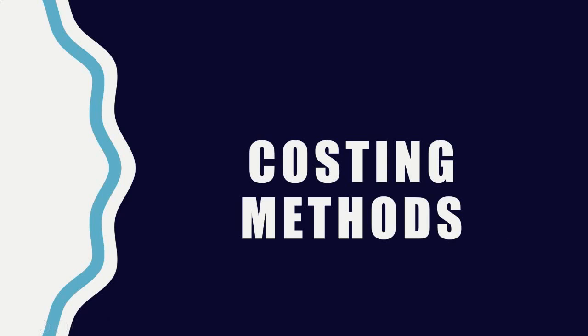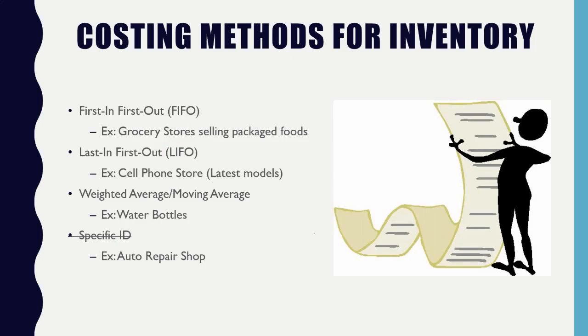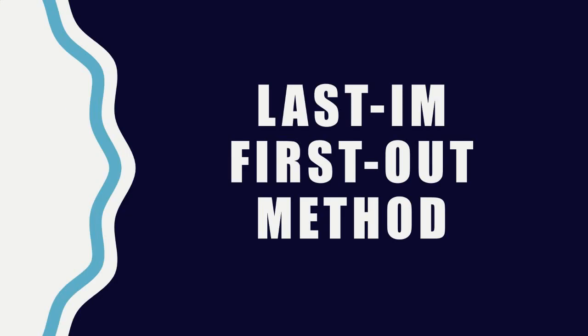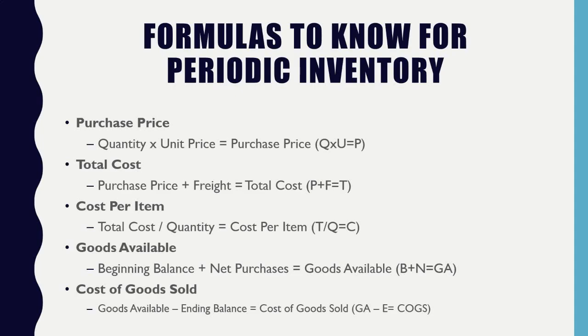So once again, this is how we cost our inventory, how we keep track of it. Every time we sell our inventory items, this is how we write it off in our books. We looked at FIFO, which is typical of grocery stores. And now today we're going to be learning the other method, which is LIFO. This is where, like an electronic store or a cell phone store, usually their latest and greatest models would be sold out first compared to their older models. So let's take a look into how we calculate our LIFO.